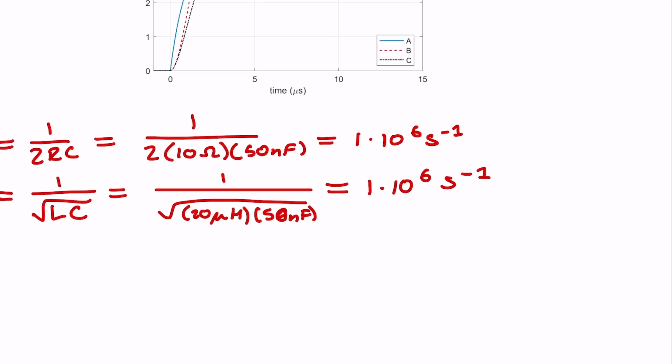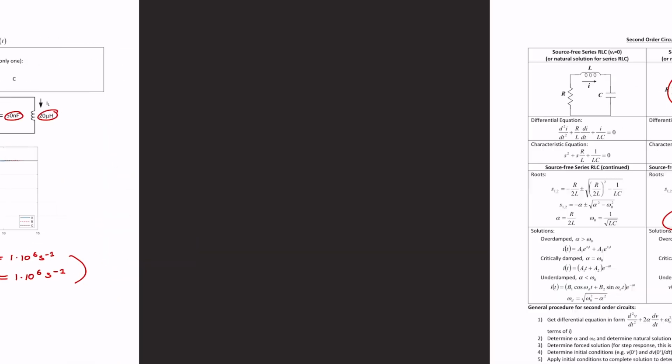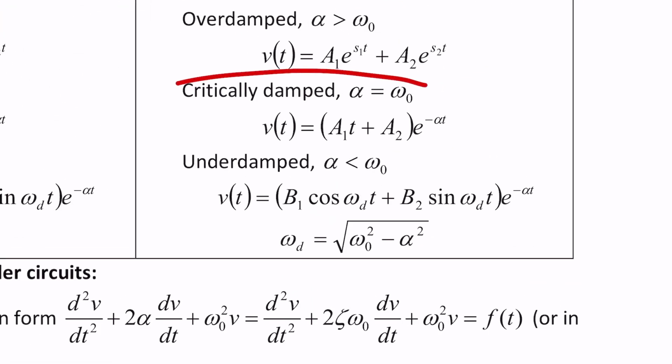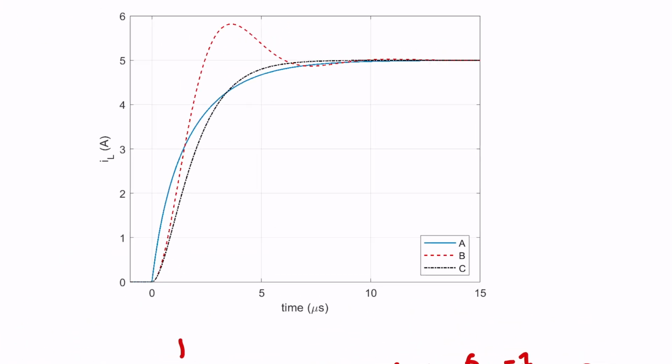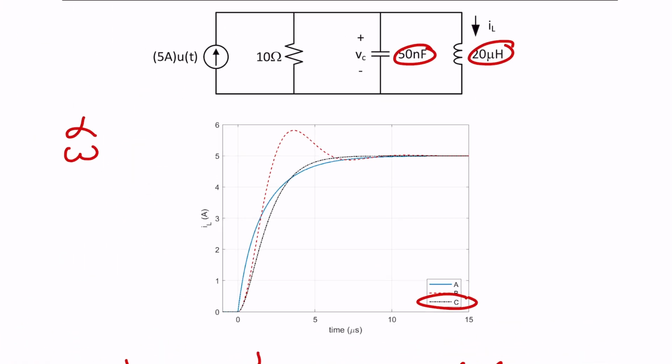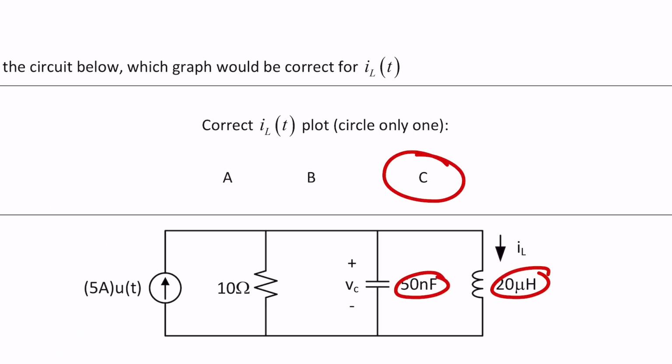Okay, what do we notice? These are the same thing. So when they're the same thing, what does that mean about the damping? That means we are critically damped, all right? So we know we're critically damped. And again, which one did we say was critically damped? C, right? So easily we know that this answer is C.